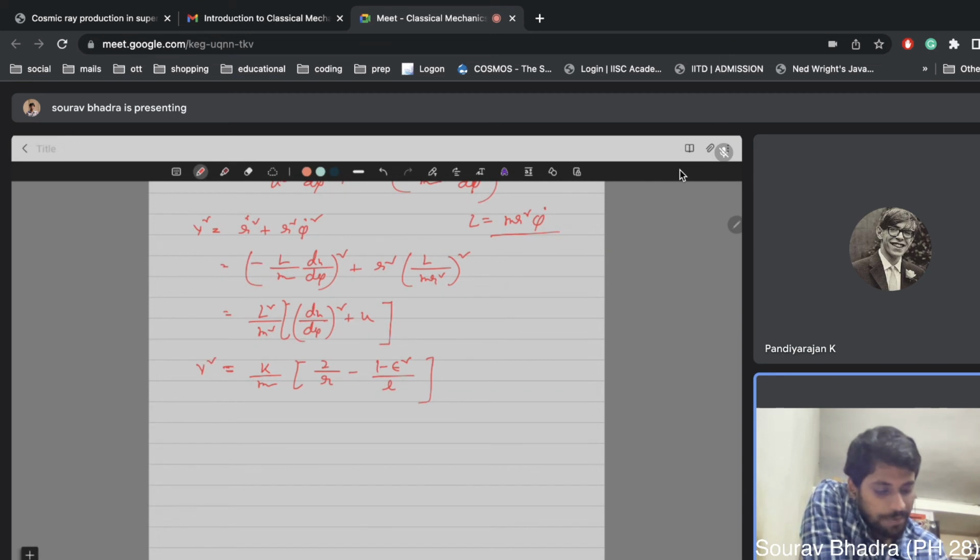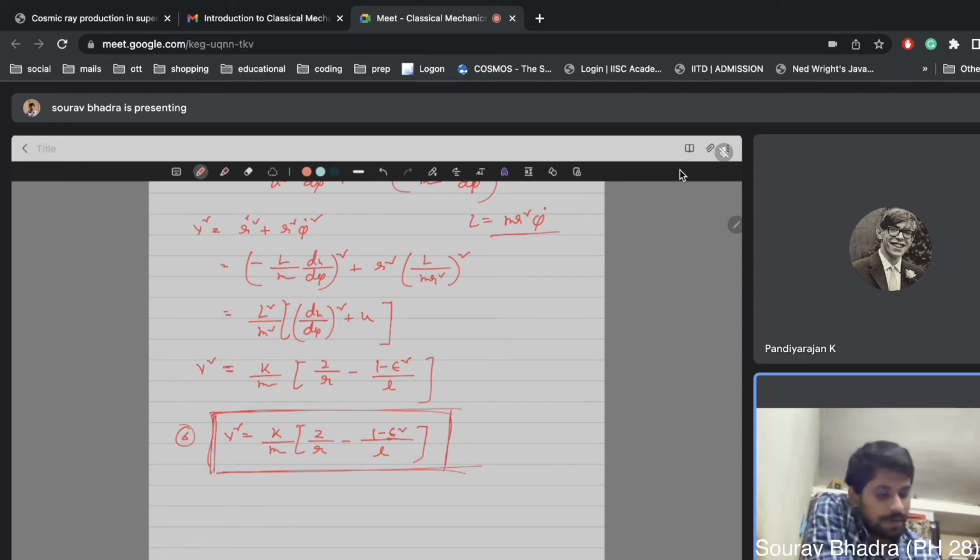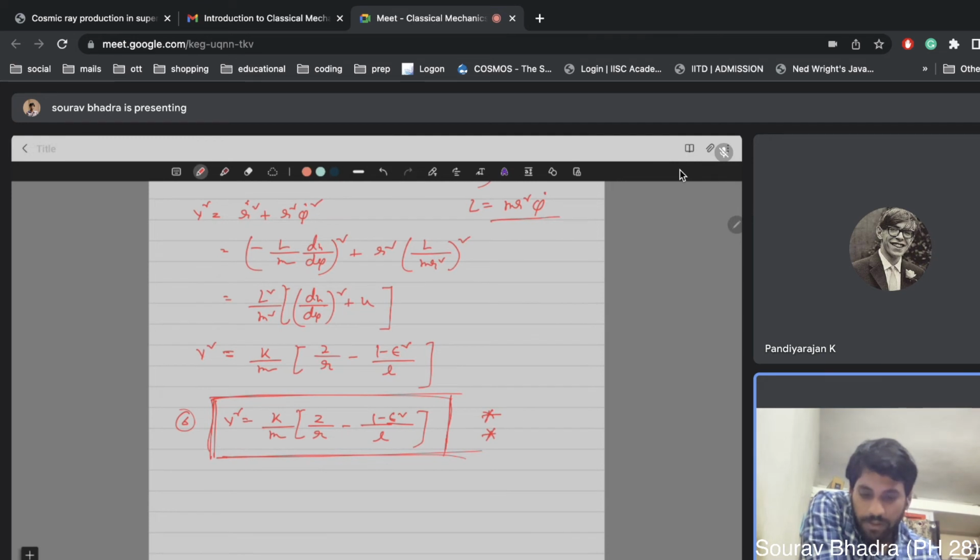So again I am emphasizing and adding this expression to the list which you should remember: a particle which is moving under a force k by r square and has an eccentricity e, if you know all those parameters, then you can write the velocity in this form. And this is very important while dealing with problems. Sometimes it can reduce your difficulty of dealing with problems.